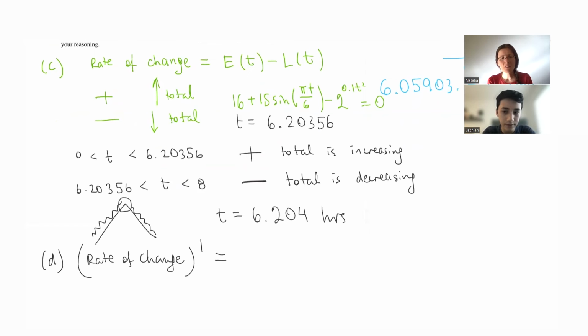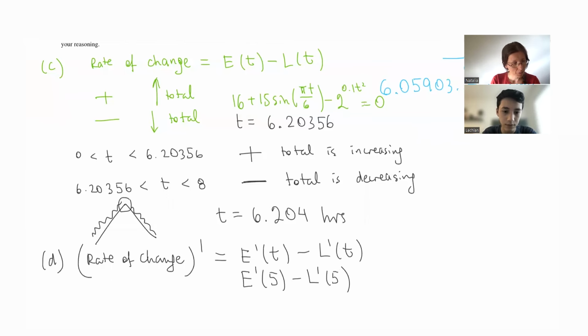Derivative is the change of the rate of change. So yeah, E prime of t minus L prime of t. And we want to figure it out at the time 5. So we will find E prime of 5 minus L prime of 5. We can do it on the calculator. We can differentiate on the calculator since it's a calculator question. Or we could have also taken the derivative by hand, but that's not necessary.